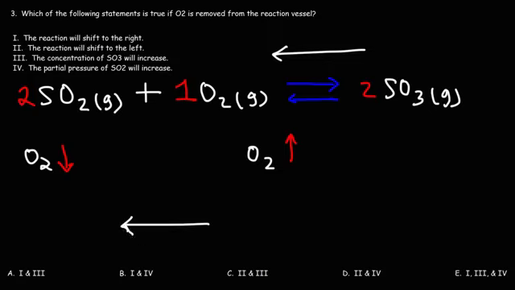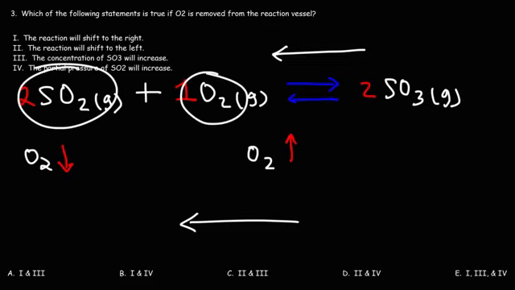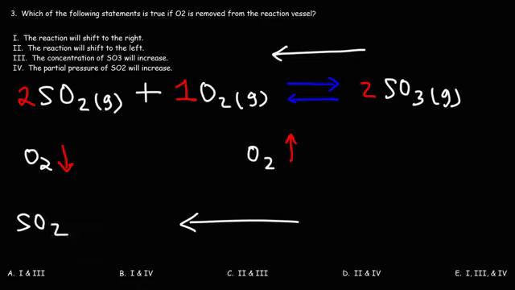As it shifts towards the left, the concentration of all reactants will go up. So SO2 will increase in value, and O2 will also increase in value, which is what it's trying to do. Now the reaction is shifting away from the products. So SO3 is a product. Because the reaction is shifting away from it, the product will go down in value.